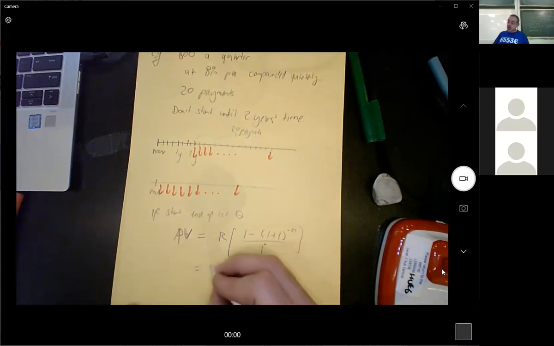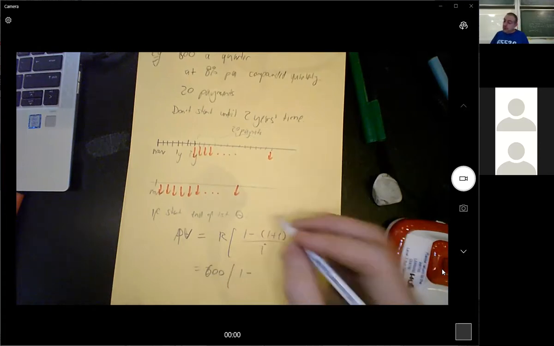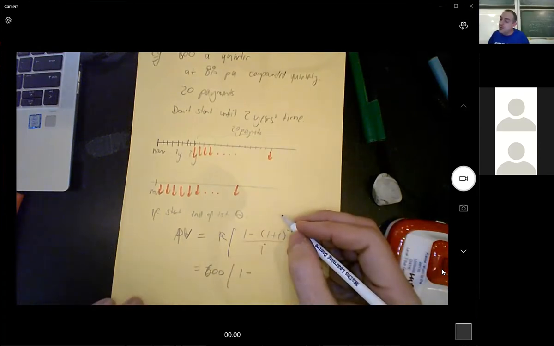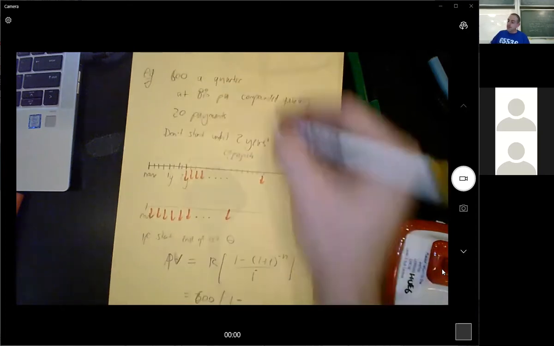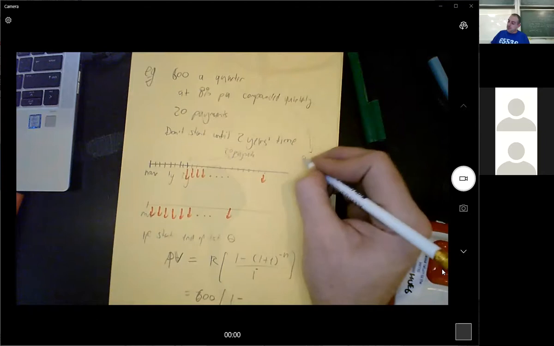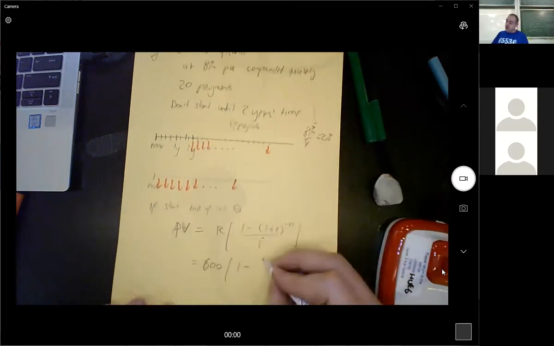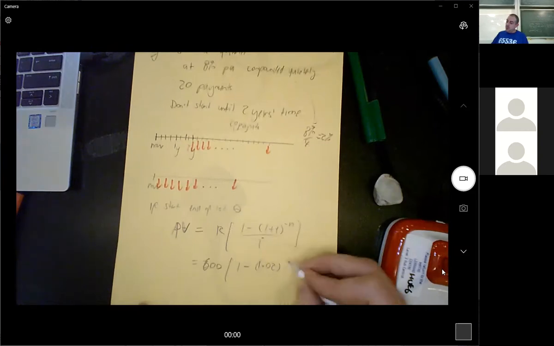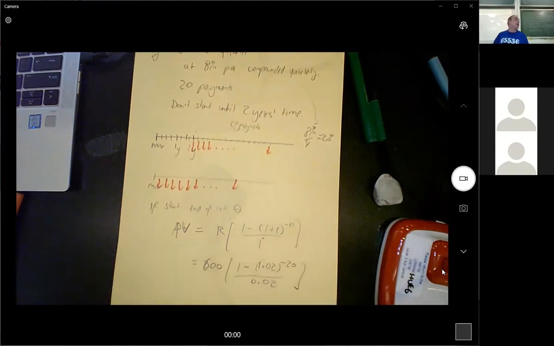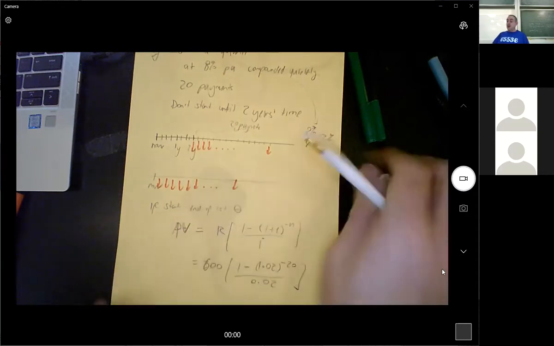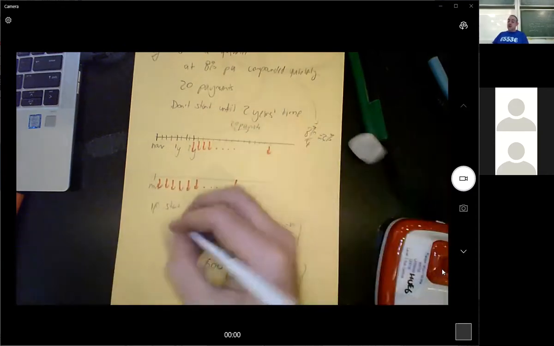And so that would have been 600 times (1 minus... oh, 8% per annum compounded quarterly is 2% per quarter. So that's 8% divided by 4, which is 2%. So it'll be 1.02 to the minus 20, over 0.02. That's what the present value would be if we started now.